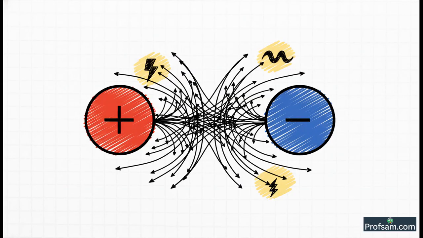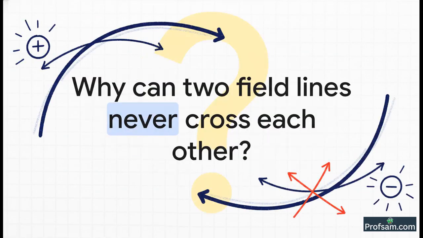And hey, remember I said the map also tells us about strength? Well, here's how. It's all about how close the lines are to each other. In regions where the field lines are packed closely together, like near the charge itself, the electric field is very strong. And in regions where they are spread far apart, the field is much weaker. So just remember this: closer lines equal a stronger field. As simple as that.